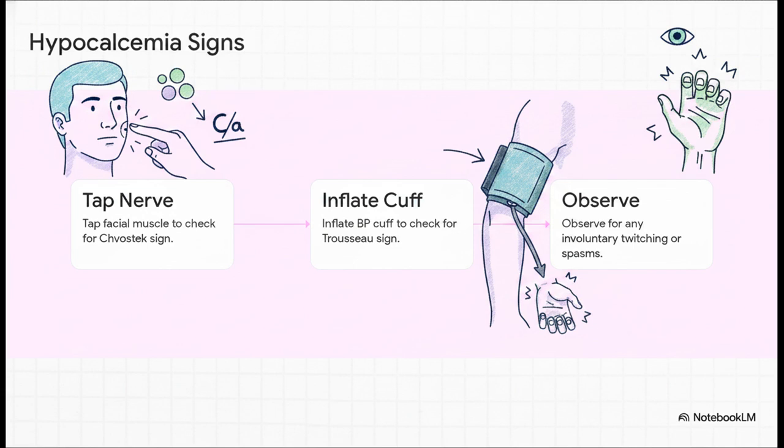Second is the Trousseau sign, where you inflate a blood pressure cuff on their arm and watch for this very specific spasm of the hand and wrist. Do not mix those two up.